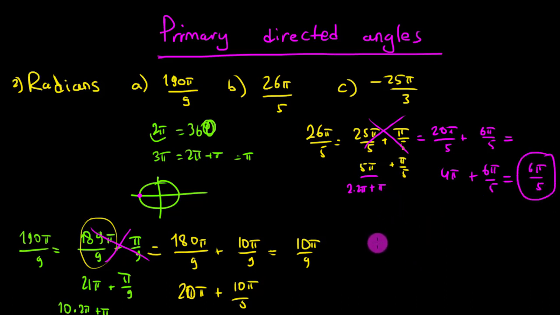Okay, another one, let's take this one, minus 25 pi divided by 3. How can you split it? You can take it as minus 24 pi over 3 plus minus pi over 3. So this one is minus 8 pi. Minus 8 pi is 4 revolutions, but in the clockwise direction. So it will be equal to just minus pi over 3. So that's the answer.